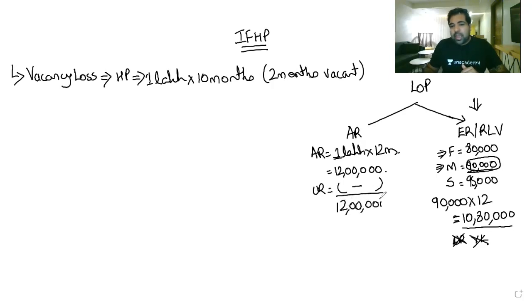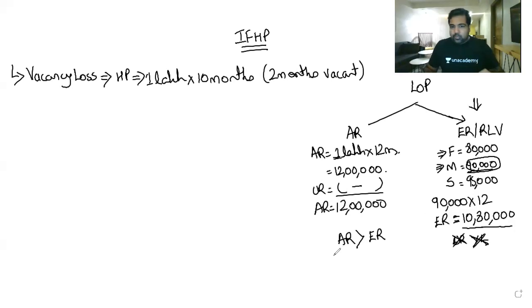This is my actual rent and this is my expected rent. Till now, I have completely ignored vacancy loss at both ends. Even for expected rent, of course, they don't consider vacancy loss. And even here, I have ignored vacancy loss. So step one is you calculate it normally and ignore vacancy loss. Step two, only if your AR is more than your ER, only then you minus vacancy loss. So that's a shortcut.